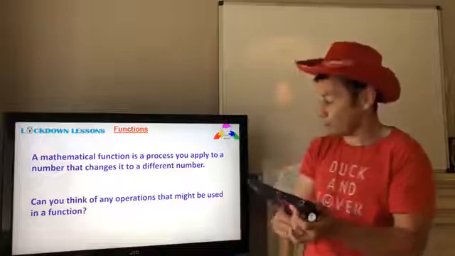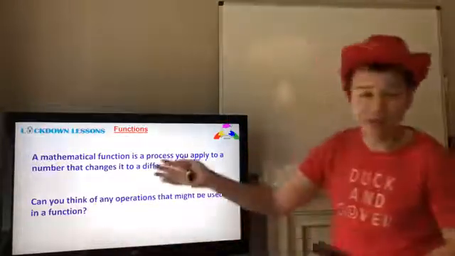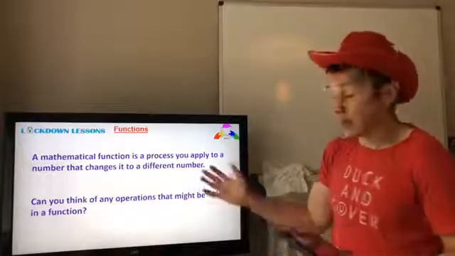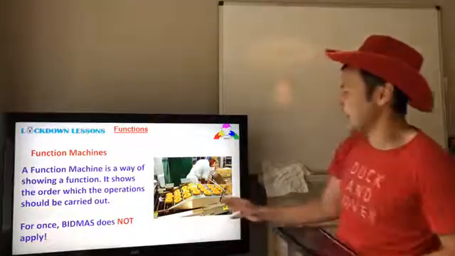Multiplication or divide, brilliant. Times, adding, fantastic, you got it. So adding, taking fractions, dividing, those are all operations that you do in a function. So a function machine, okay, I've used the example of the donut machine here.